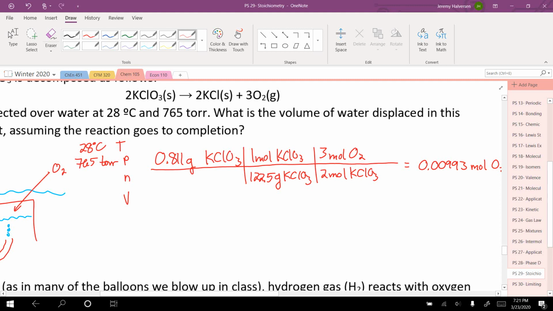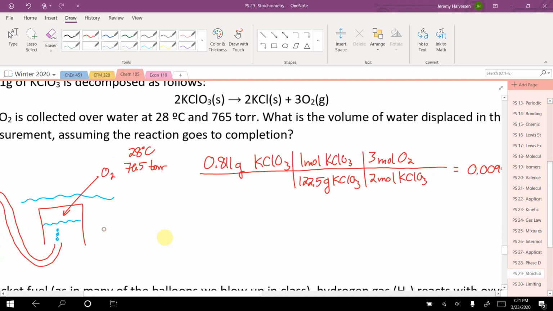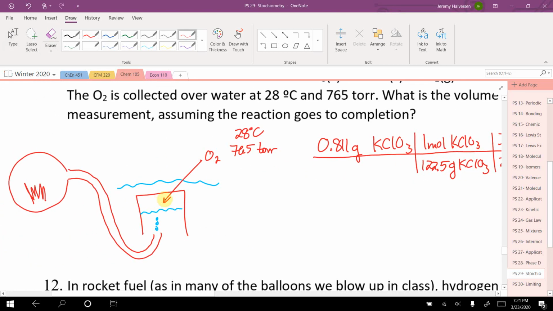Okay, and there's actually one little intricacy in a problem like this where you're collecting your gas over water that we need to talk about. We know that oxygen gas is in this space, but if you remember talking about vapor pressure, that told us anytime you have a liquid with air above it, some of those liquid molecules break into the gas phase, which means not only do we have oxygen in this space, we also have some water molecules up here.